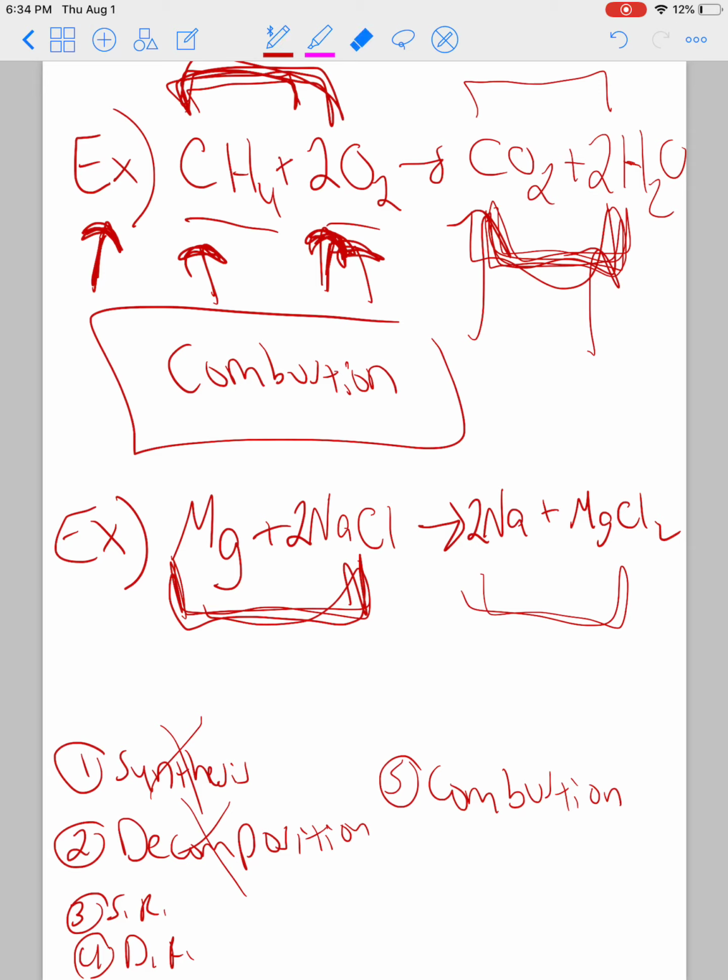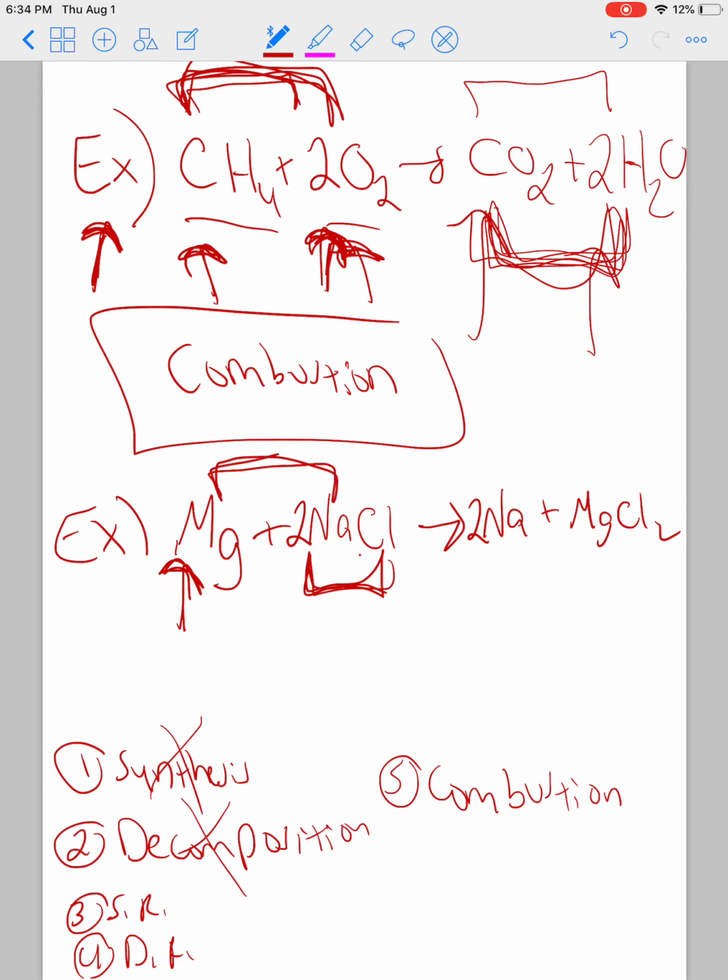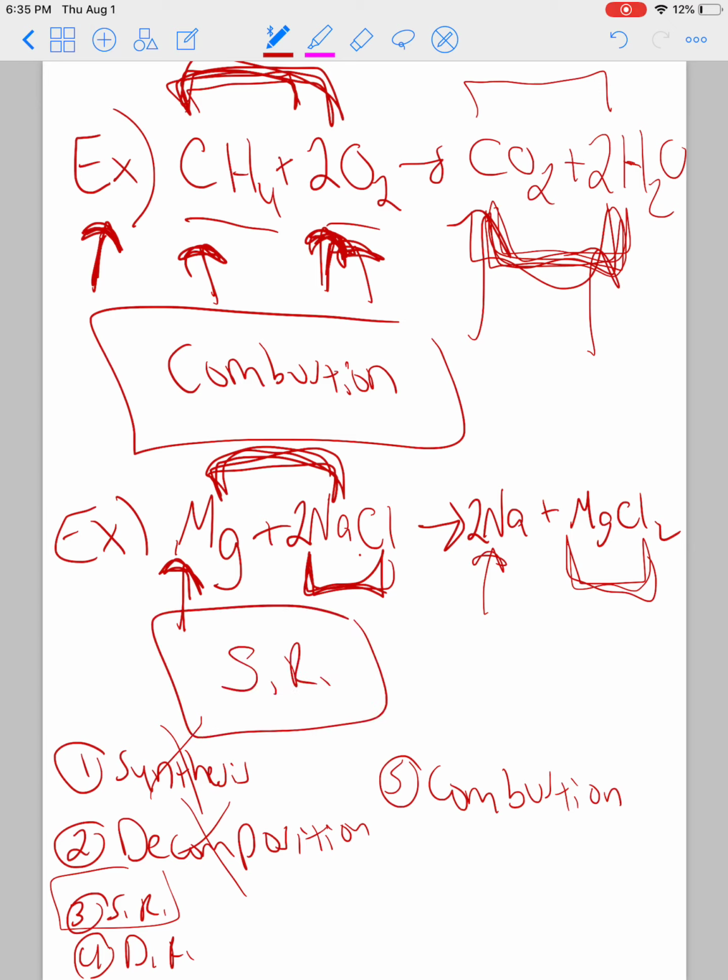Single replacement is when you have one single element reacting with a compound, and when it does that, it's going to give you a new single element with a new compound. Well, I have one single element right here reacting with a compound. And it seems to be switching places with Na. So Mg is switching places with Na to give me a new single element and a new compound. So this one definitely looks a lot like a single replacement reaction.